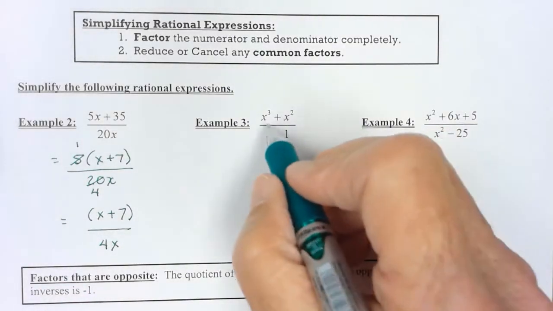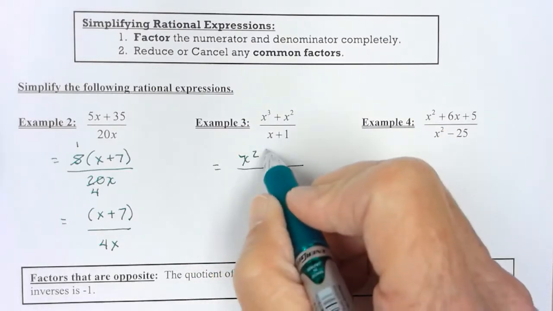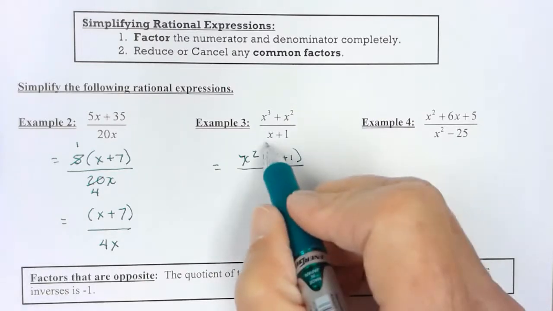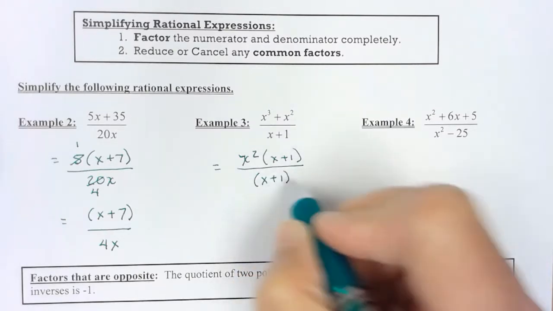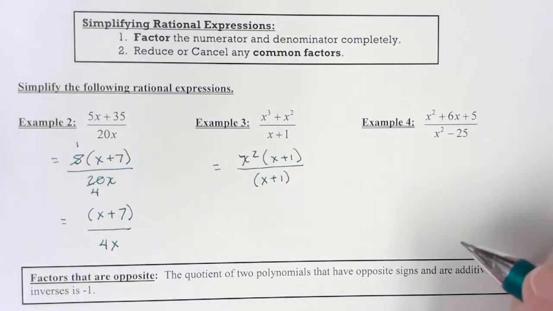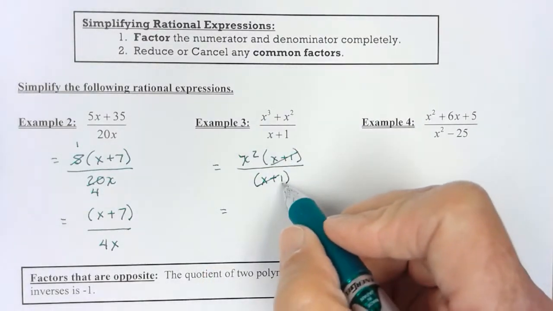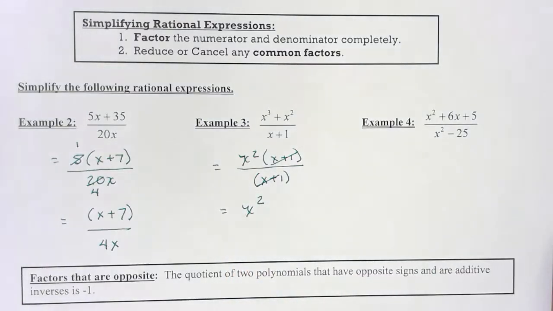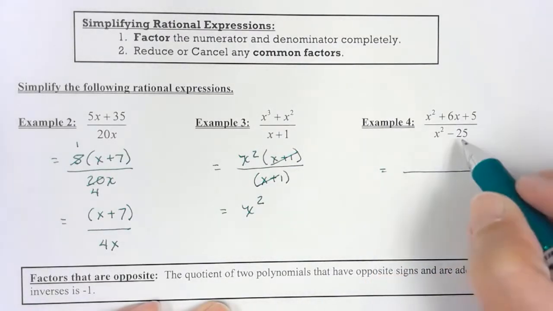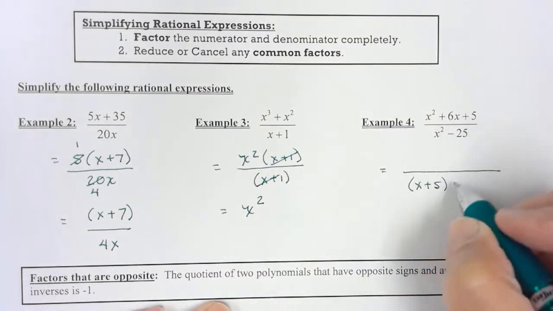In the next one, in the numerator, I can factor out x squared. That leaves me x plus 1. If you have a binomial that you can't factor, put it in parentheses, so that way you'll be able to see which ones you can cancel out. Since my denominator canceled out completely, it's understood to be a 1, so in this problem, my answer would be x squared. In the next one, I will always go to binomials first and factor them because they're fast.